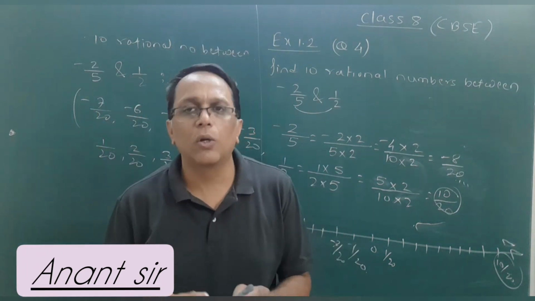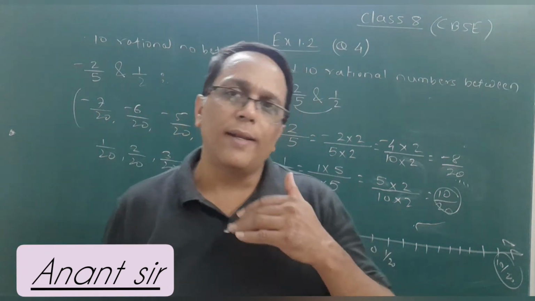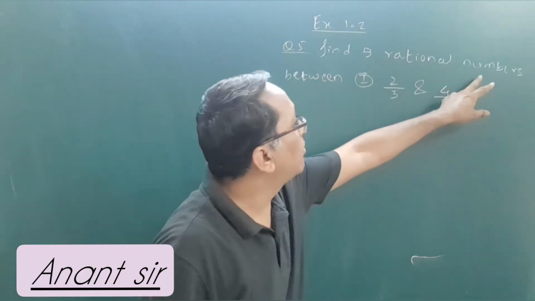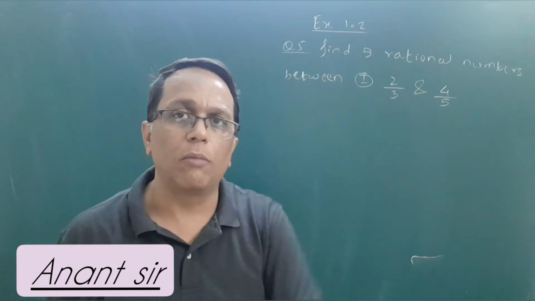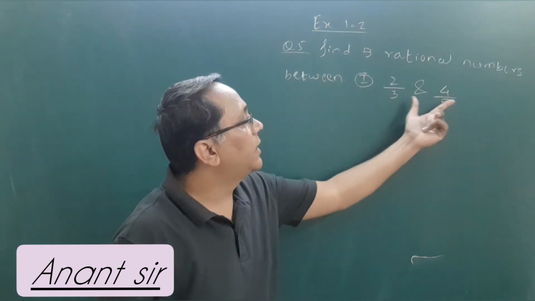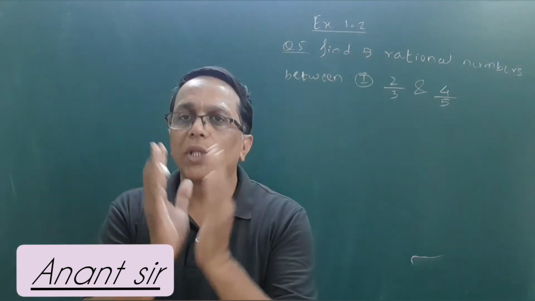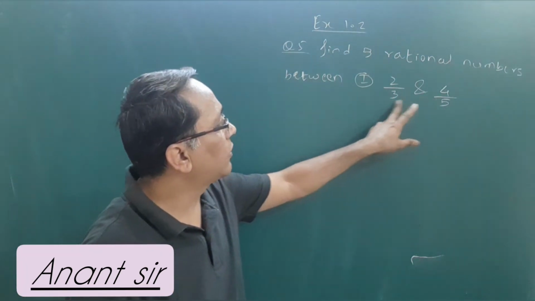I hope you understood the question. Now let's do the next one. So the next question is find 5 rational numbers. This time I have to find 5 rational numbers between these two numbers, 2 by 3, 4 by 5. So the first step is make the denominators same. So what are the denominators here? 3 and 5.